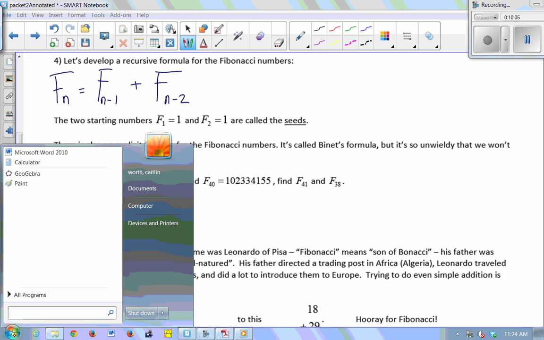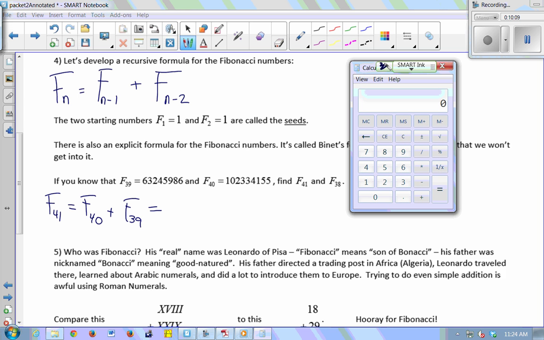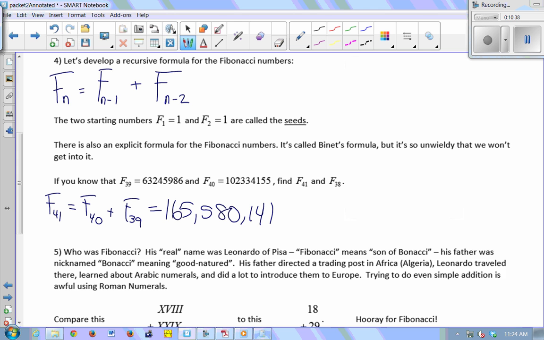I'll pull up a calculator because those are big numbers. 102,334,155 plus 63,245,986. Okay, so I have 165,580,141. All right, so that one, we just applied the formula directly, right? I wanted the 41st, I added the 2 before it.